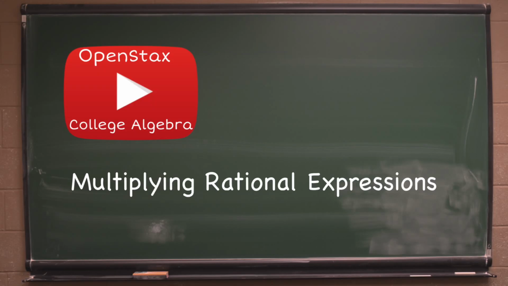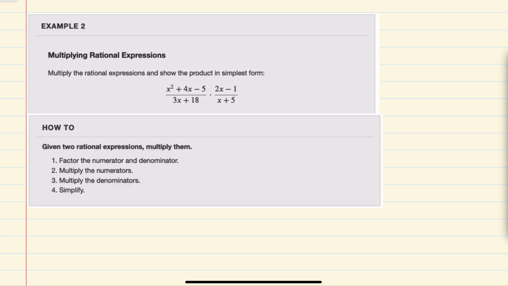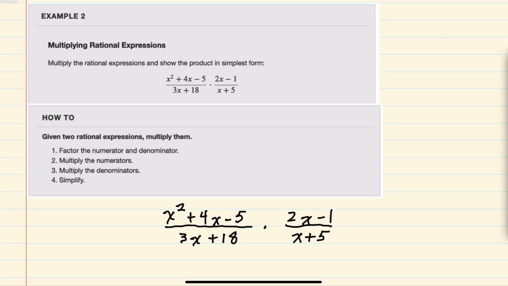In this video, I'll be helping you with the math topic called multiplying rational expressions. And in this example taken from the OpenStax College Algebra textbook, we have these rational expressions to be multiplied, and we are also given these how-to steps for how to do the multiplication and simplification. So I will follow these steps, rewriting this to give myself a little more room.